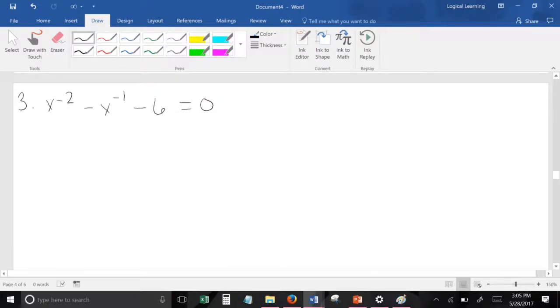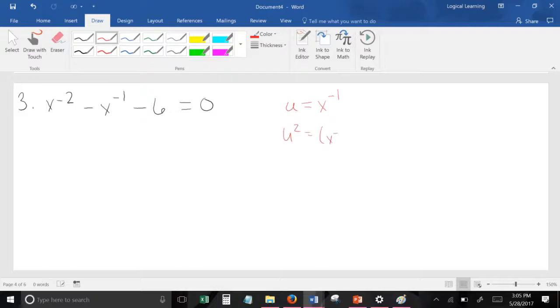Alright, here we have x to the negative 2 minus x to the negative 1 minus 6 equals 0. Again, they've been nice enough to put this in a form that we're used to, because if we let u equal x to the negative 1, well then u squared is x to the negative 1 squared. When we do this, we multiply our exponents, and negative 1 times 2 is negative 2, so we get x to the negative 2, and that is in fact what we want. So this will give us u squared minus u minus 6 is equal to 0.